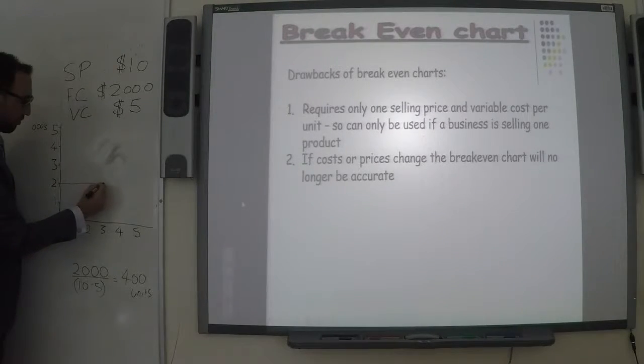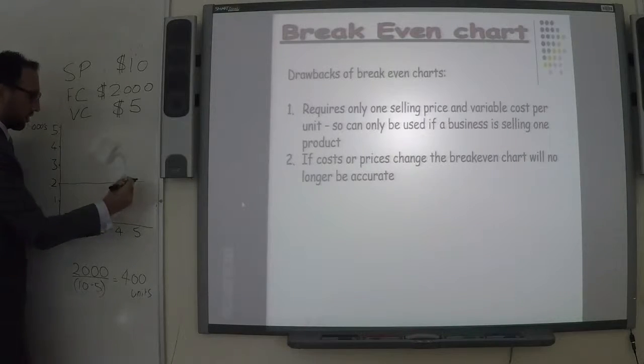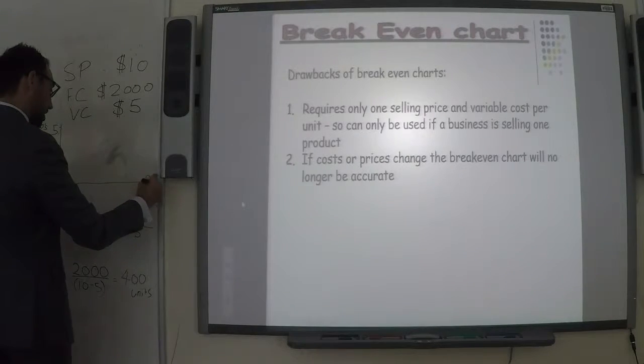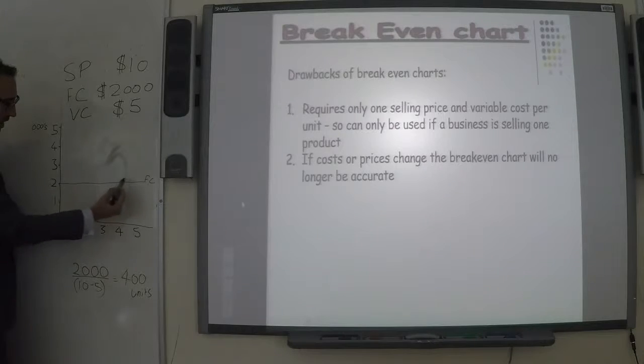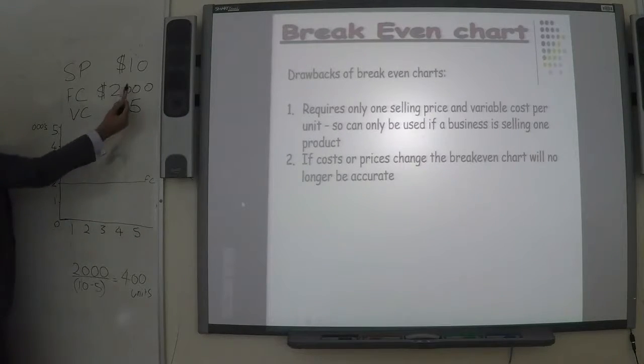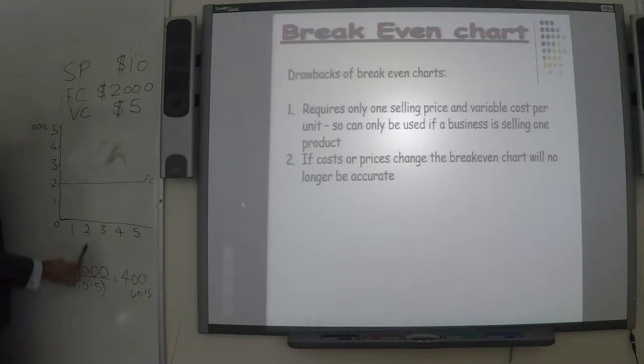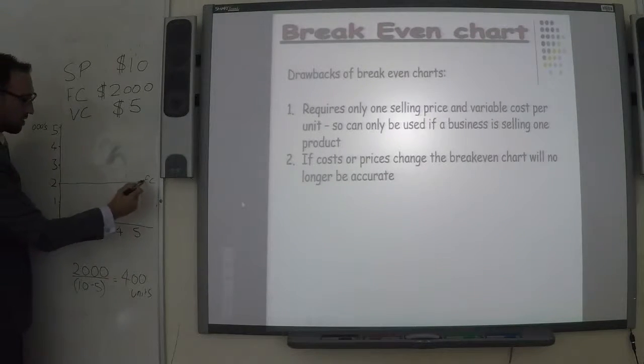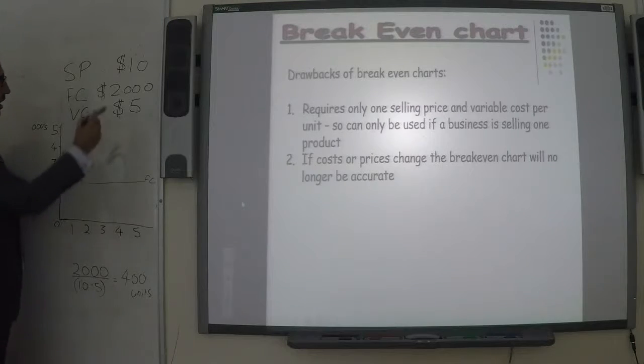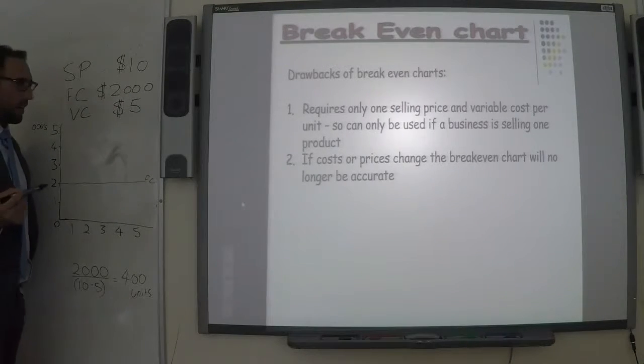Obviously you guys would use a ruler. Okay, a straight line across, and these are the fixed costs. So a nice straight line for the fixed costs at 2,000. These are in thousands, and across the bottom, these are in hundreds. So we draw a straight line across for fixed costs. I would always do the total revenue line next.